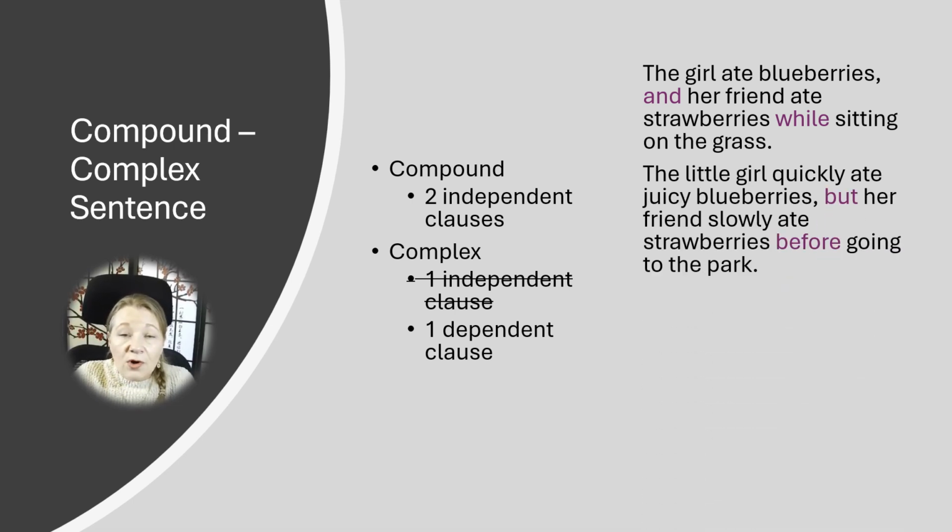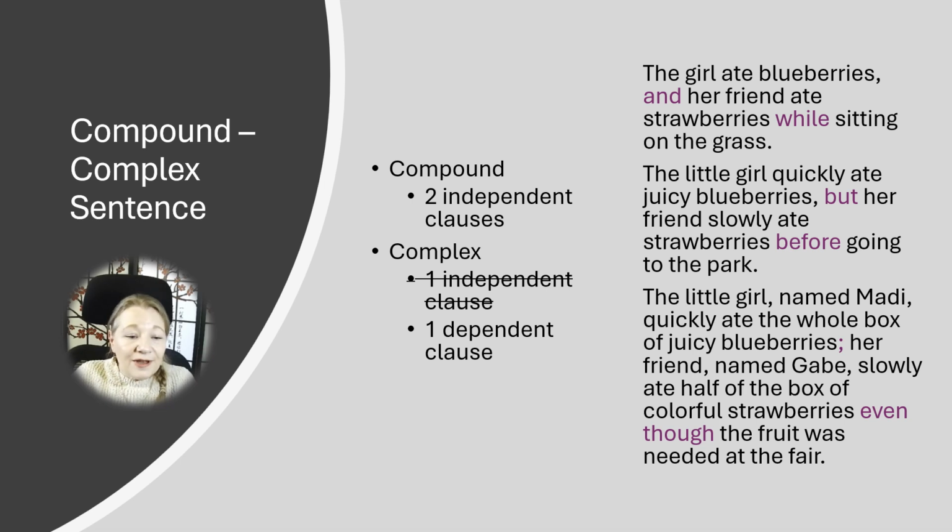As I've shown you before, you can still add in those descriptive words, adjectives and adverbs. The little girl quickly ate juicy blueberries, but her friend slowly ate strawberries before going to the park. Two independent clauses put together with a comma but, and the dependent clause before going to the park uses that subordinating conjunction.